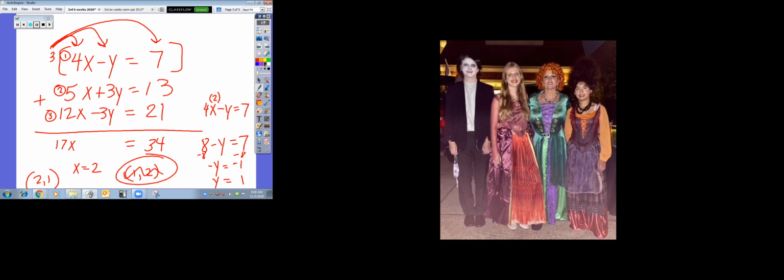Let's check it. I'm going to put a 2 in for x and a 1 for y. 4 times 2 minus 1, it better equal 7. Well, 4 times 2 is 8, and 8 minus 1 is 7. It works on this line. Let me put it on this one. Put a 2 in for x and a 1 for y. 5 times 2 is 10. 3 times 1 is 3, and 10 plus 3 sure does equal 13. That's the one point that's going to work on both equations and even the new version that we made.